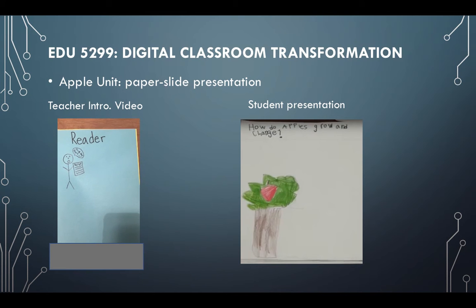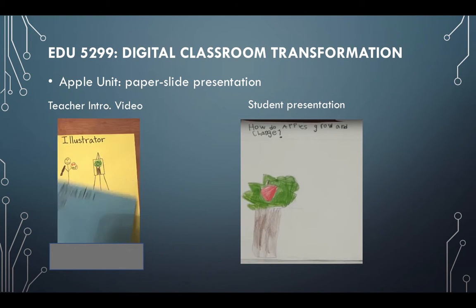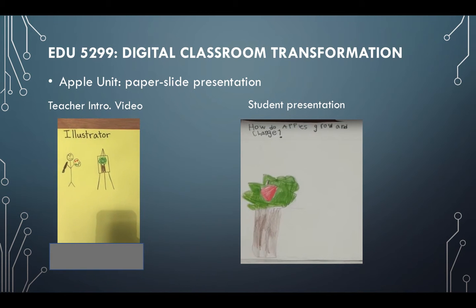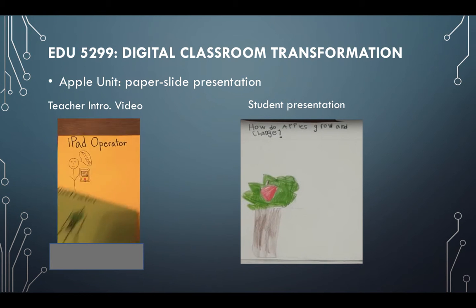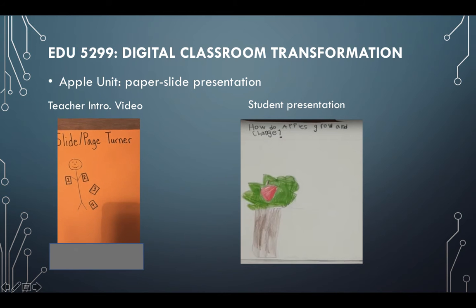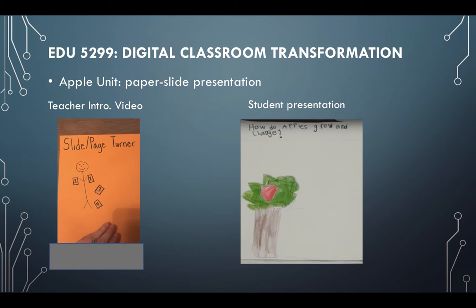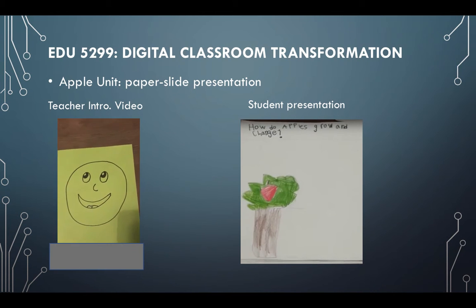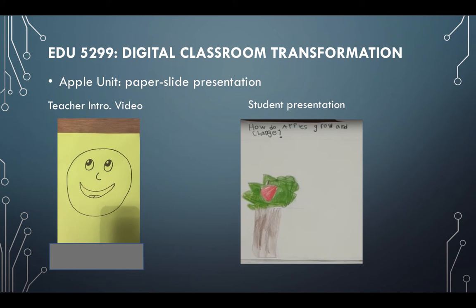The first job is the reader. The reader's job is to read from a script during the video. The next job is the illustrator. The illustrator will draw the pictures on each slide. The third job is the recorder or iPad operator. Their job is to record the presentation. The last job is the page turner. They will be in charge of taking the pages away after the reader is done reading each one. Now, let's have some fun.